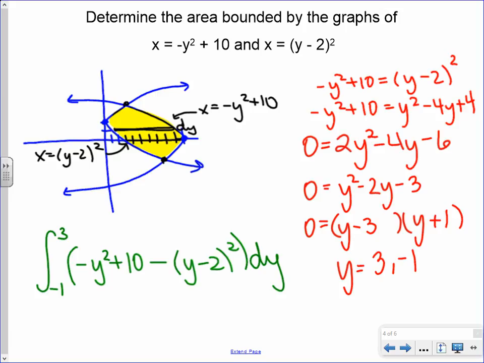What you would want to do is FOIL that y minus 2 the quantity squared out and combine like terms. You would need to be careful because you are subtracting it, so that subtraction would have to go to each of the 3 terms when you multiply that out.